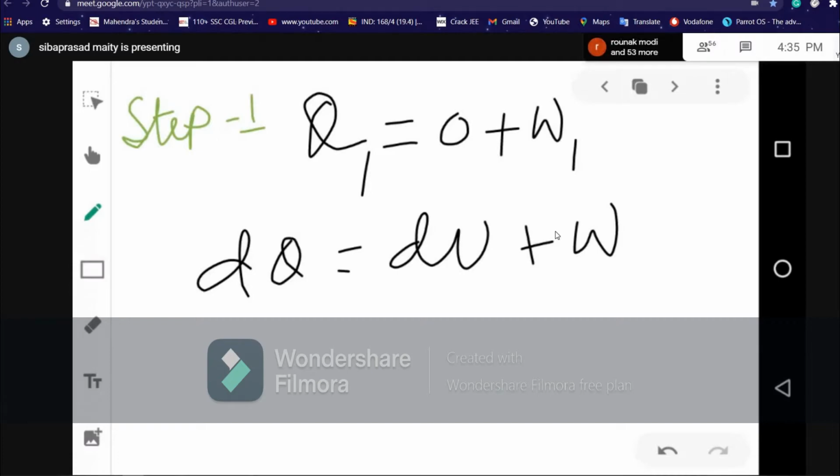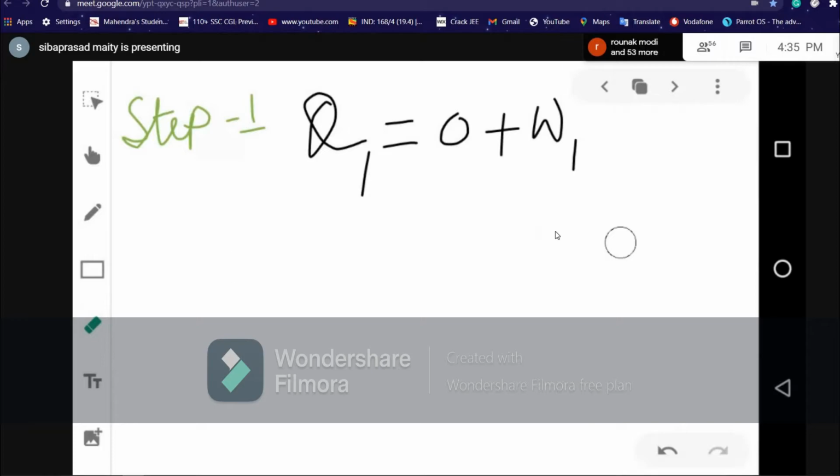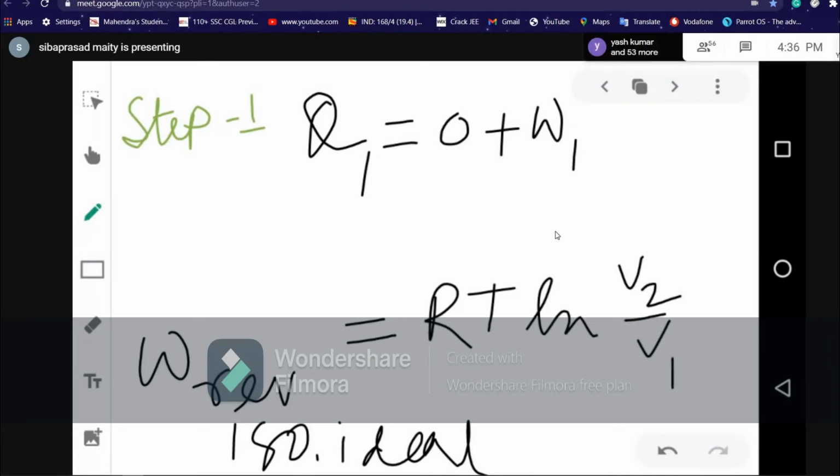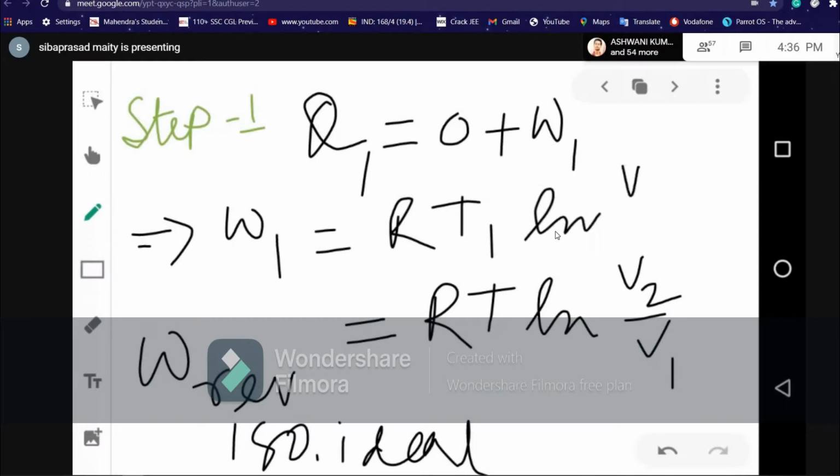Now what type of work is that? Reversible work, isothermal work, right? Try to remember isothermal reversible work for 1 mole ideal gas. We had the formula RT ln V2 by V1. Can you remember it? Then can we write W1 equal to, temperature is here T1, ln V2 by V1?